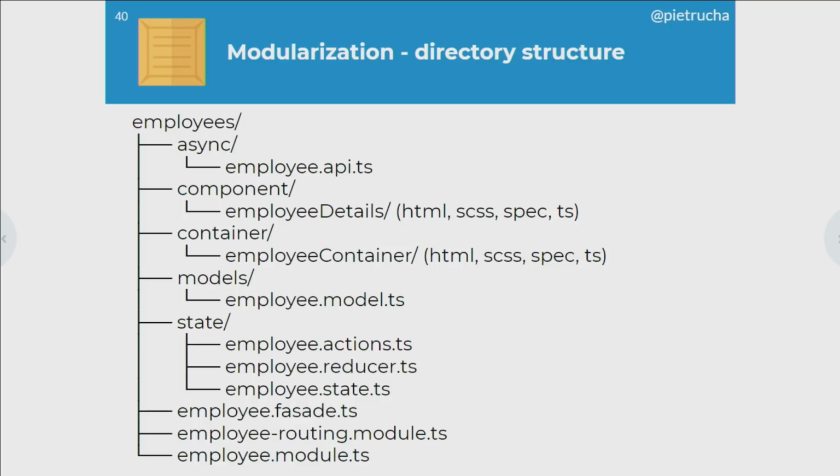But I like to put all the async services, like calling the API, whatever it is, HTTP, REST, whatever, in the same folder. Every component, but the presentational component, is in the component folder. Every container, which I know is going to be a smart component, has its own folder. All models are in the same directory. This is just one module. And all the state, like reducers, actions, and state, are in the state folder. I have this facade, which is something which we call abstraction. Routing, every module has its own routing. And a module file.